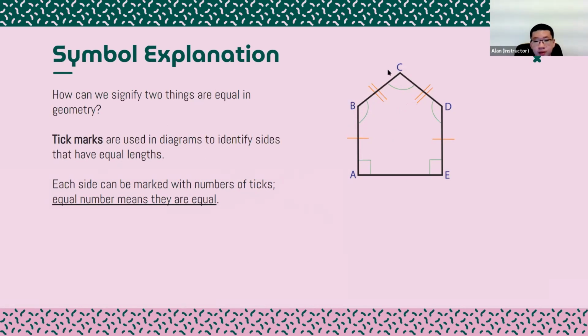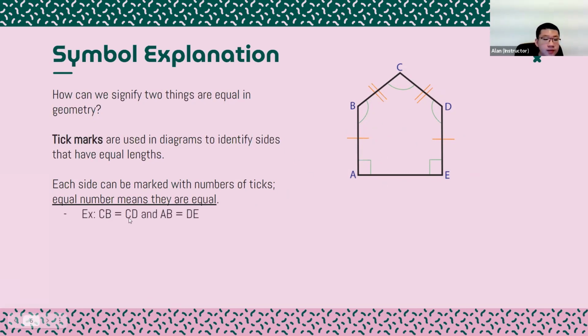For example, in the polygon to the right, sides BC and CD have equal length, because you can see that they both have two tick marks, and sides AB and DE are also equal in length because they both have one tick mark.